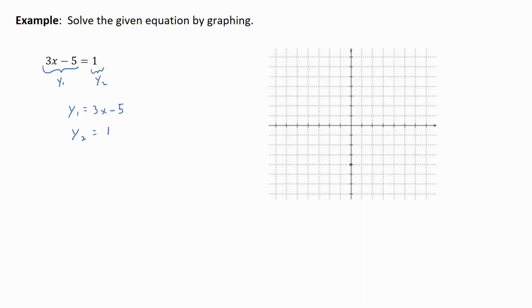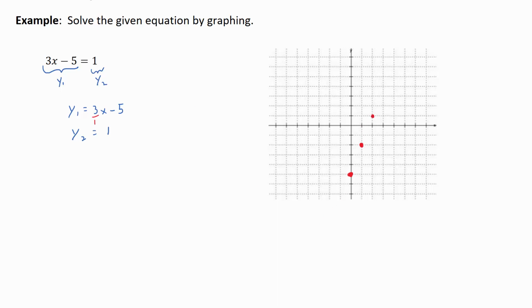1, 2, 3, 4, negative 5. And the slope is 3 over 1. So we can go up 3 over 1. 1, 2, 3 over 1. We could go up 3 over 1 again, although we don't have to. Just connect the dots. 1, 2, 3 over 1.